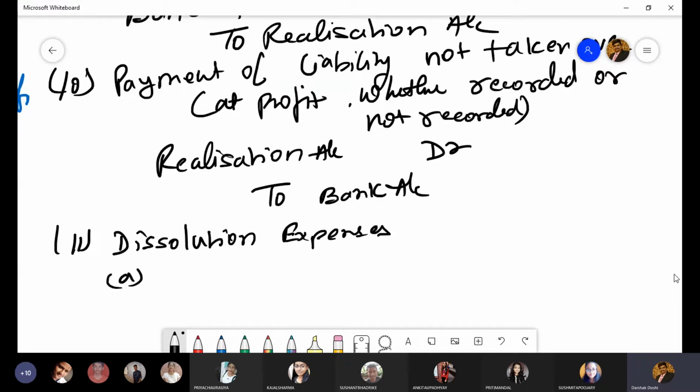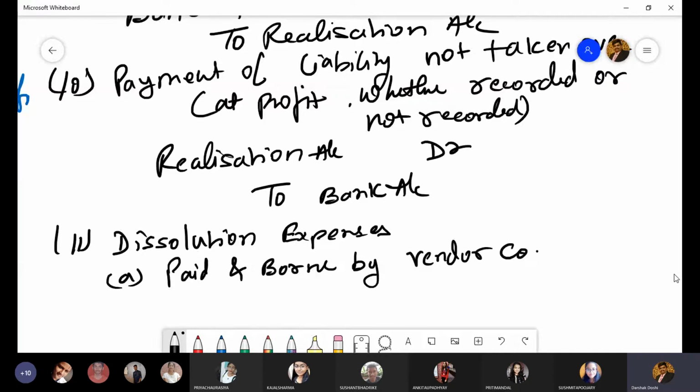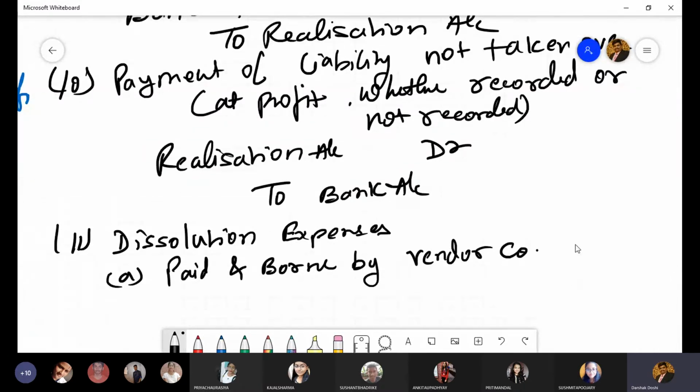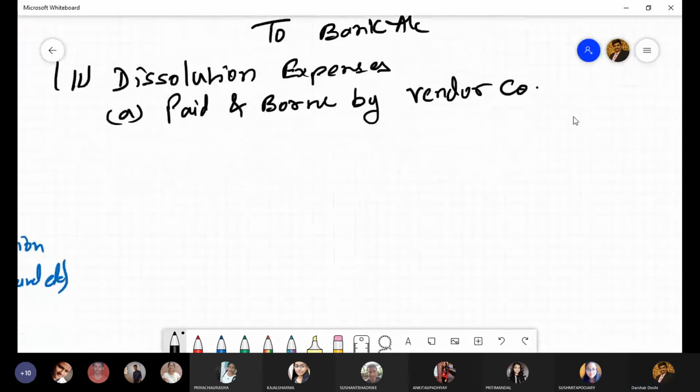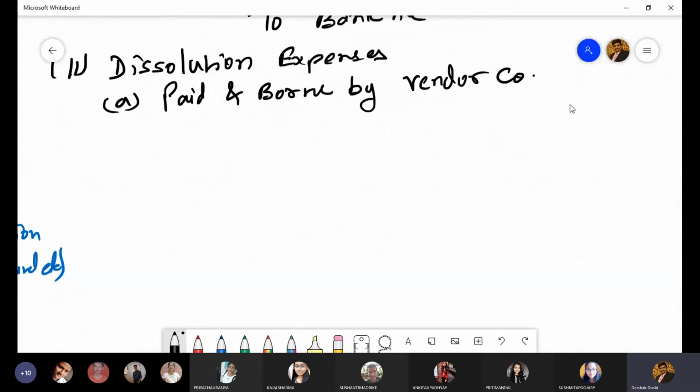In that, A, paid and borne by vendor company. Now please remember that we are writing down in the books of vendor company, and the expenses of dissolution is paid as well as borne by the vendor company. That is, purchasing company is nowhere into the picture.